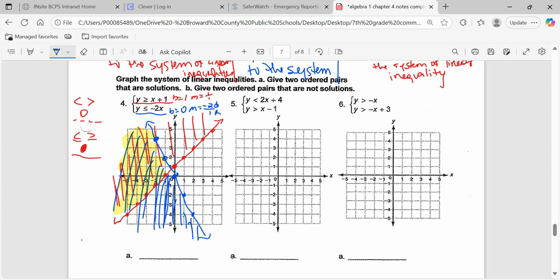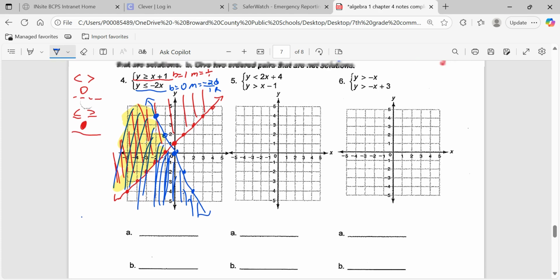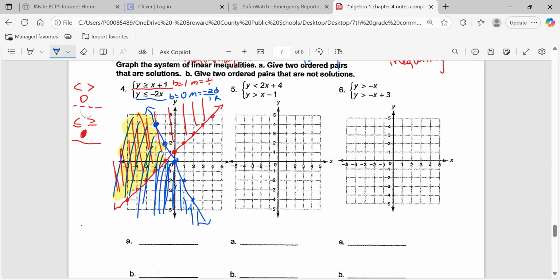So down below here, we're going to go ahead and write A, 2 that are solutions, and then B, we're going to write 2 coordinates that are not solutions. All right, so for A, 2 solutions, I need to look over here in the yellow. Maybe I'll go here, 2, negative 3, or negative 3, 2. That's a solution.